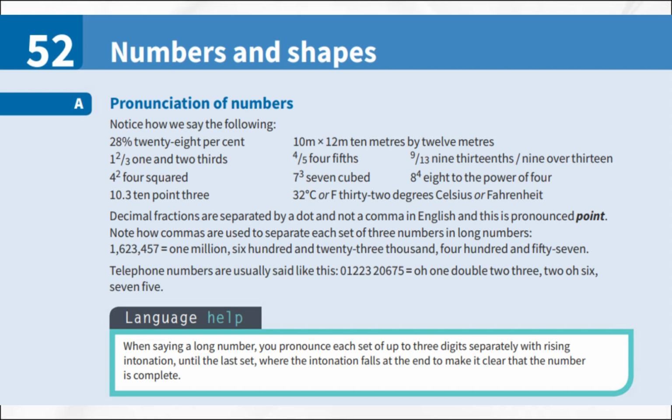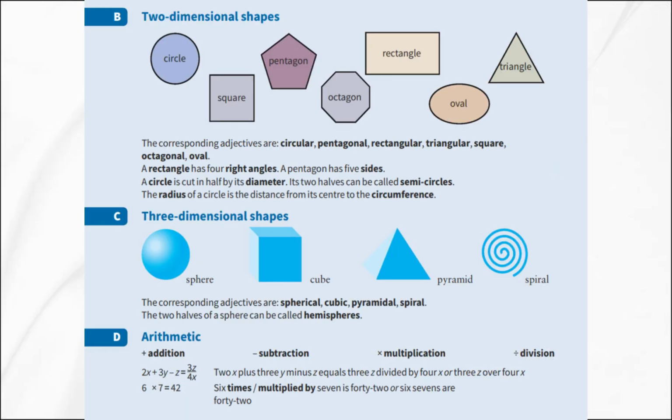For telephone numbers, we say each digit individually. For example, 01223 20675. Two-dimensional shapes. Now let us look at two-dimensional shapes and their corresponding adjectives.